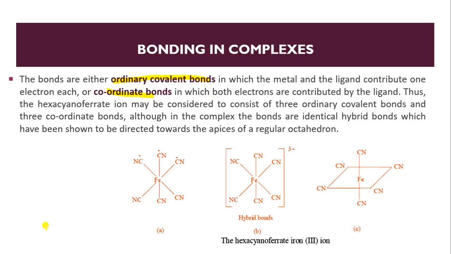Thus, if we see the example of the hexacyanoferrate ion, it consists of 3 ordinary covalent bonds and 3 coordinate bonds. So the hybrid bonds are there. In a complex, the bonds are identical hybrid bonds which have been shown to be directed towards the apex of a regular octahedron. This is the example of bonding in complexes.